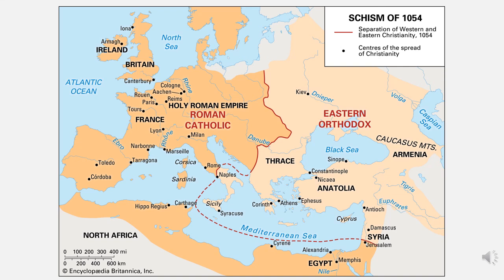mutually excommunicated each other in 1054 CE. This schism, or religious division, divided Christendom into two opposing Western and Eastern halves. To the west, the Roman Catholic Church would reign supreme, but to the east, the Byzantine, or Eastern Orthodox Church, would reign supreme, and this division has never been bridged since that time.